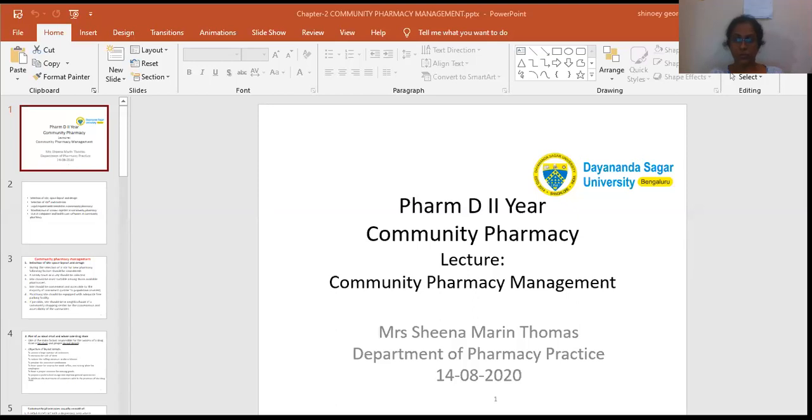So, first of all, I would like to begin the lecture by giving the definition of community pharmacy. Community pharmacies are privately owned establishments which mainly contain both prescription products as well as over-the-counter drugs. And these kinds of pharmacies should always be under the supervision of a legally qualified pharmacist.